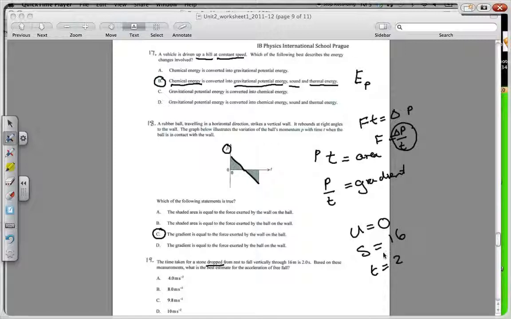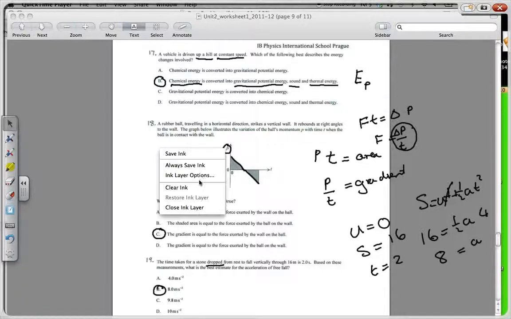Well, you need to go to your formula booklet. I'm sure you'll all recognize this one. S equals ut plus a half at squared. U is equal to 0, so 16 is equal to 1/2 times a times 4, which is 2 squared. So a is equal to 8. That would be the best one for that. Alright, let's go over to the next page.